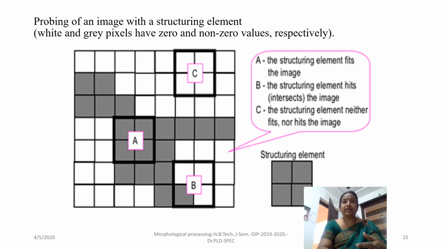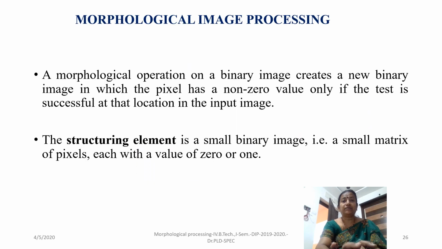Probing of an image with a structuring element. Let us see here: A, B, C. These are the three structuring elements chosen here. A is the structuring element which fits the image, and B is the structuring element which hits the image, intersects. Only a certain portion of the image is actually intersecting with the structuring element.